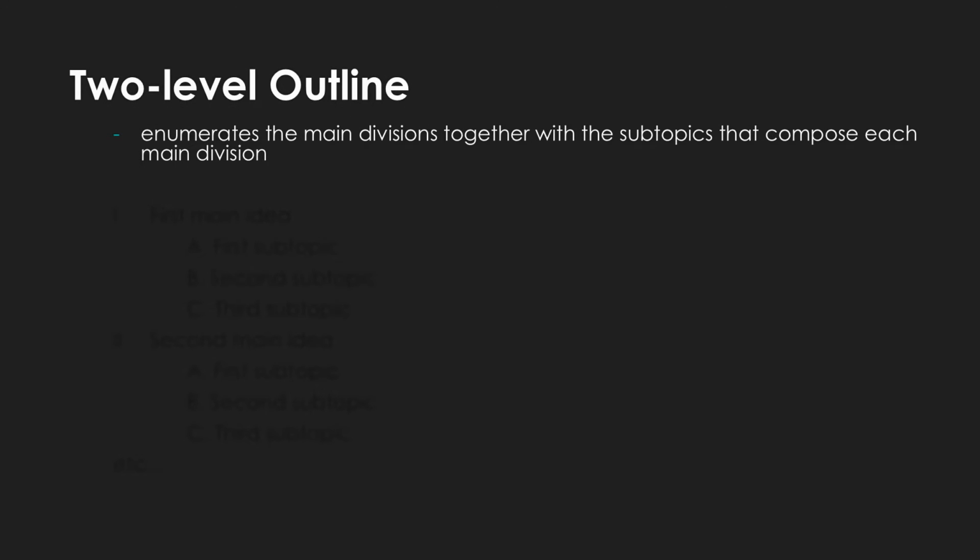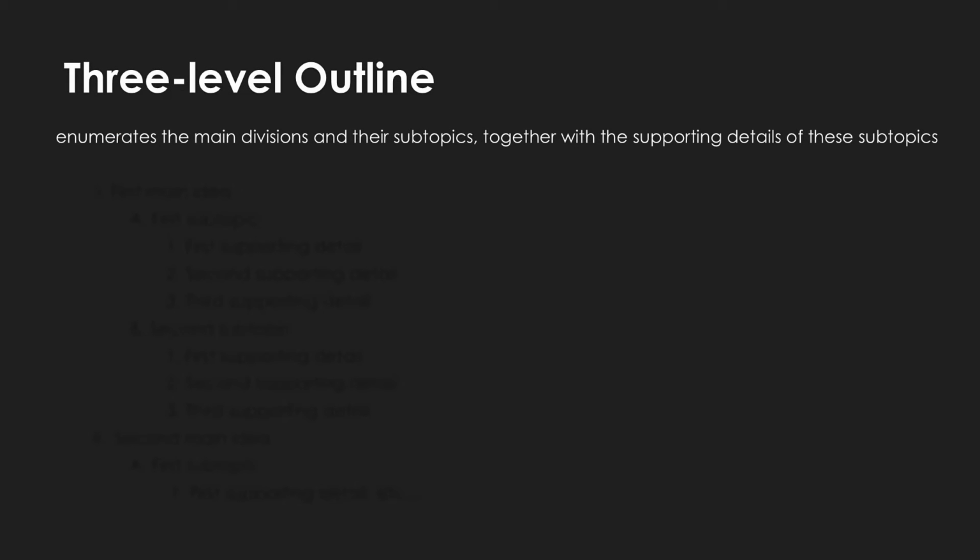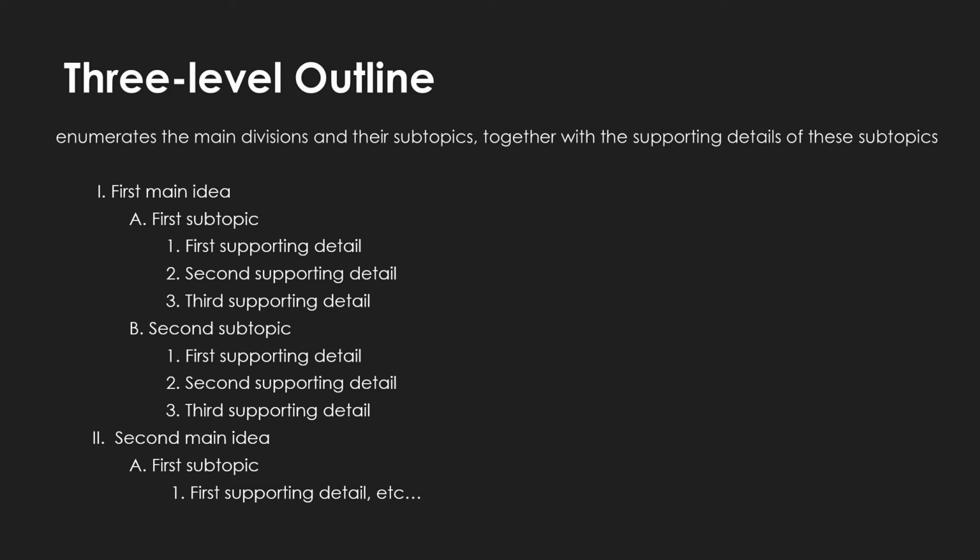You have a 2 level outline if you have the main divisions together with the subtopics under each main division. So it looks like this. And if you want to be more specific, you go to a 3 level outline. You enumerate the main division, the subtopics, and under each subtopic, so you have A, B, C. Under A, you have 1, 2, 3. These are the supporting details of these subtopics.